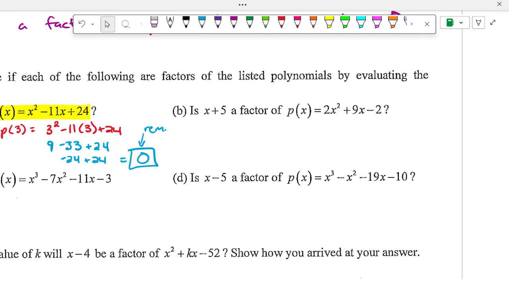All right. Zach, what's the root? Good. So x is equal to negative 5. So we're finding p of negative 5. So this would be 2 times negative 5 squared plus 9 times negative 5 minus 2.